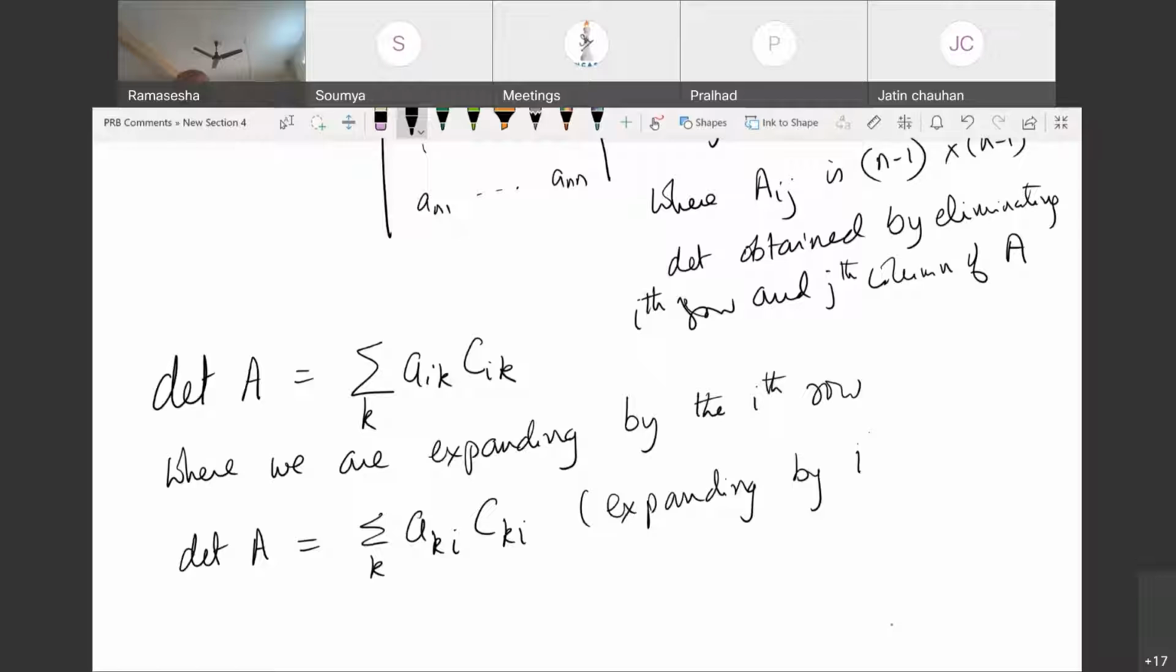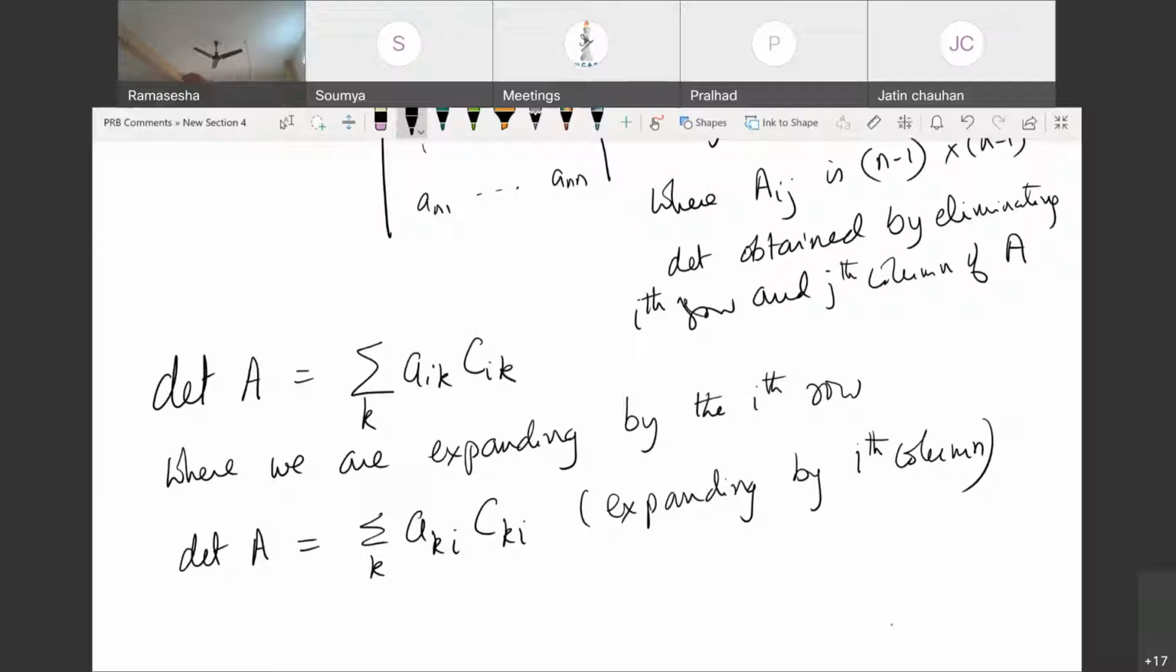So this is something that you had learned before. Am I right? Yes. You can expand a determinant by any row or any column. All you need to do is multiply the element by the cofactor and sum it over the cofactors of a given row or a given column. You can expand it by either of them.